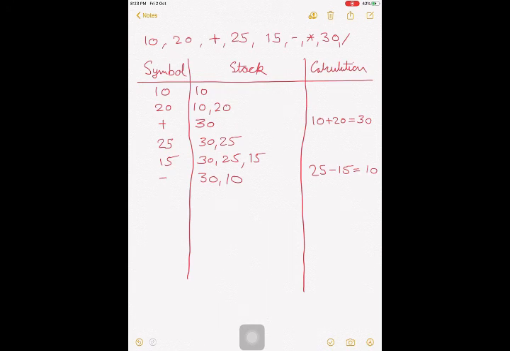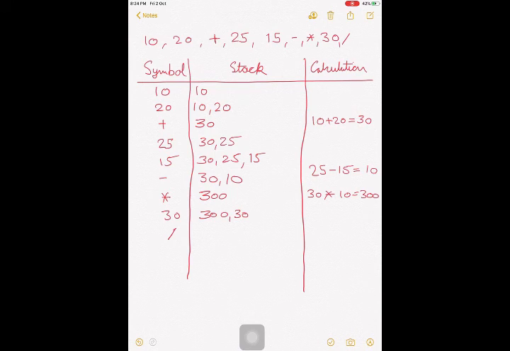Then we get multiplication. So both 30 and 10 will be popped, and their result, that is 30 into 10, that is equal to 300, and this will be pushed onto the stack. Then we have 30. We get 300, 30, and at the end we have division sign.